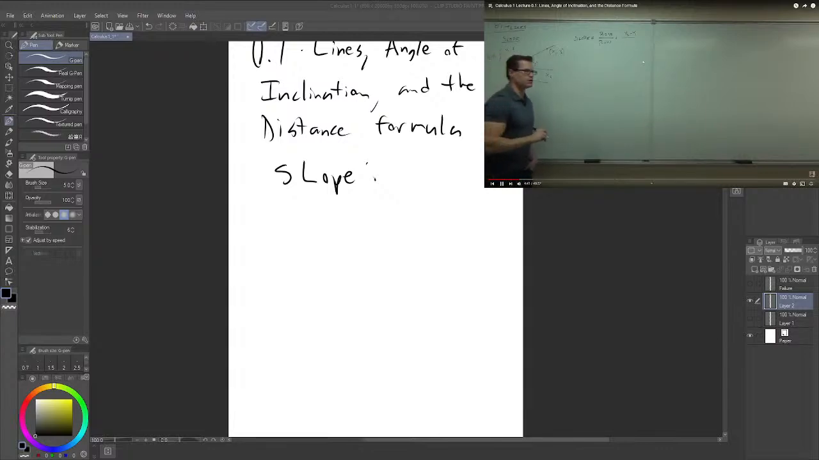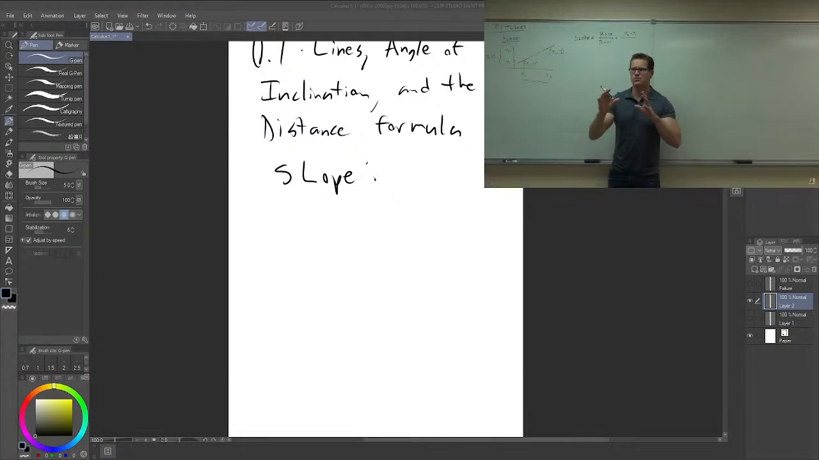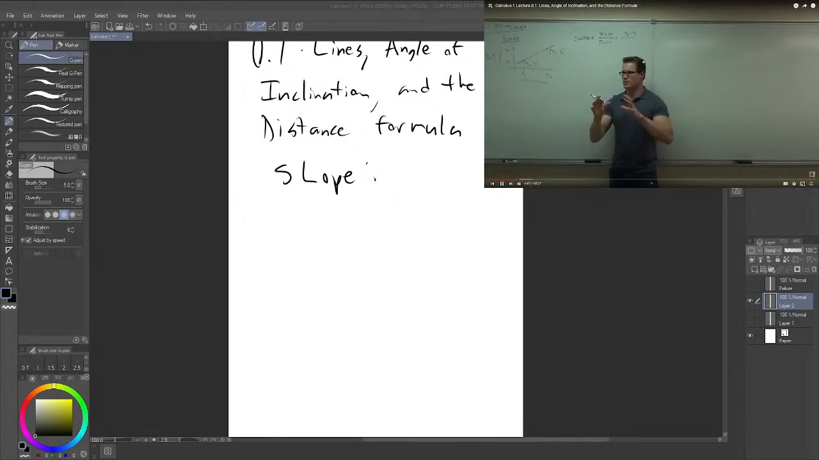As far as our run, what's that distance represented as? X2 minus x1.